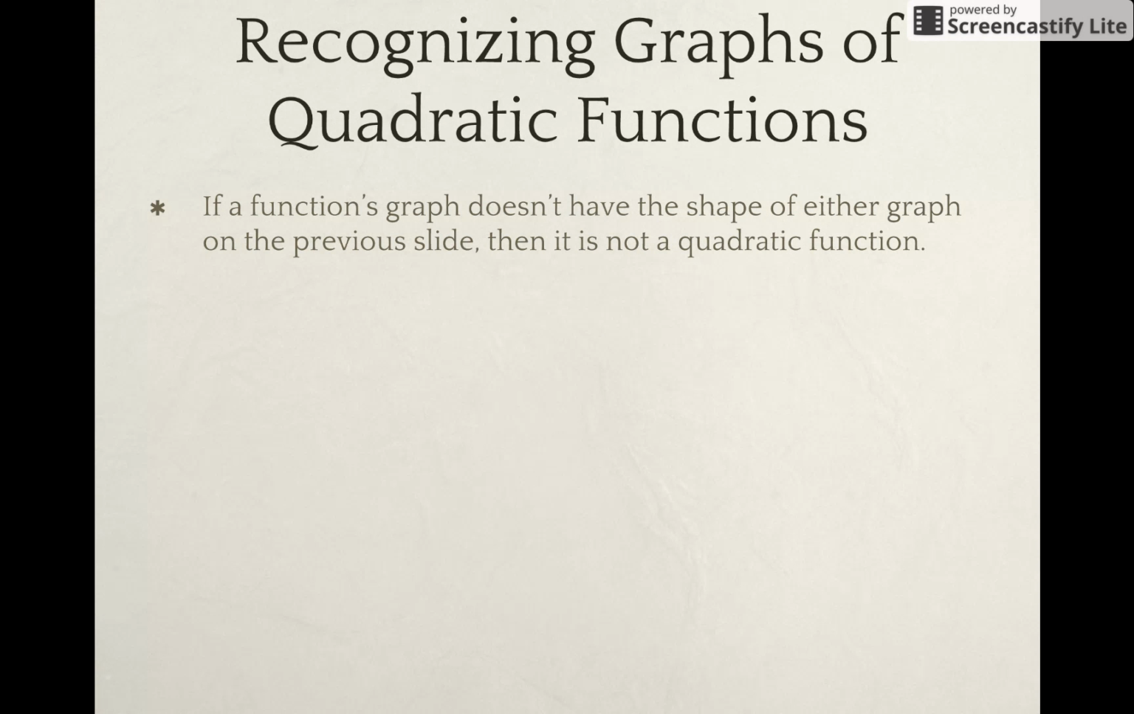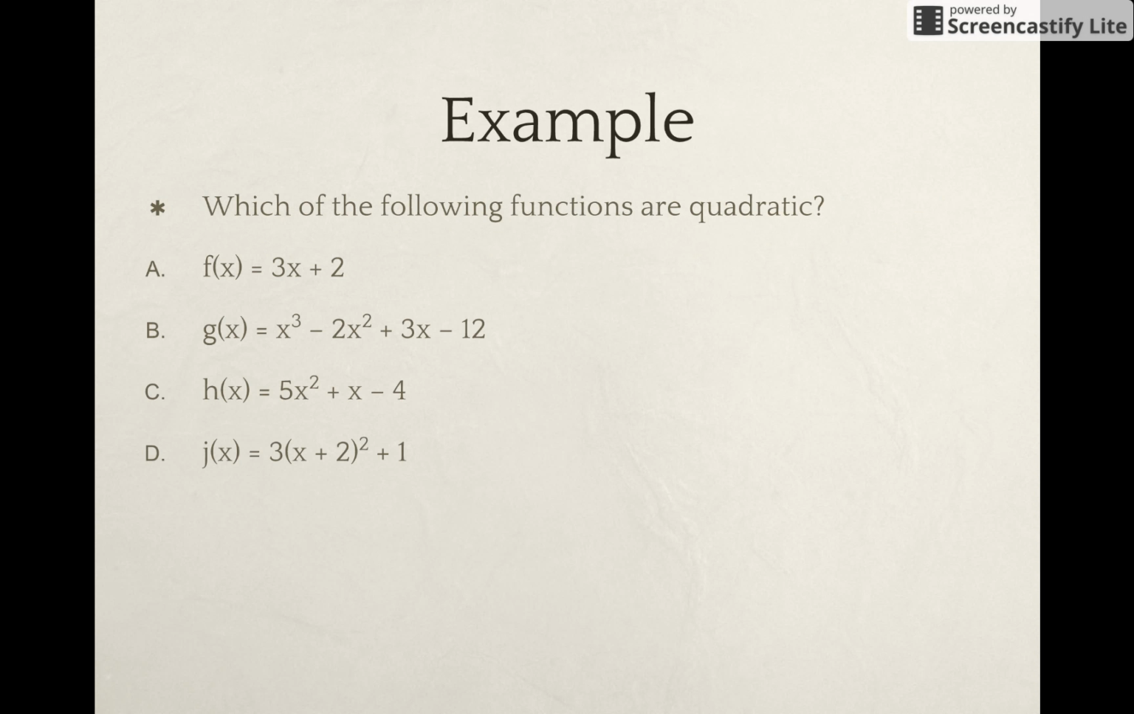If a function's graph does not look like the previous two graphs, then we will know it's not a quadratic function. Let's take a look at an example.